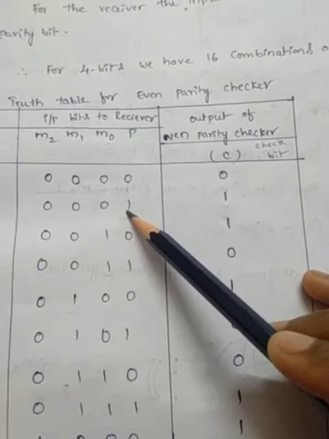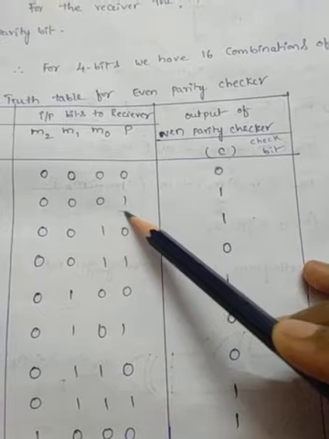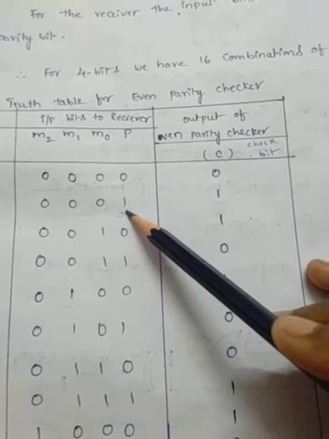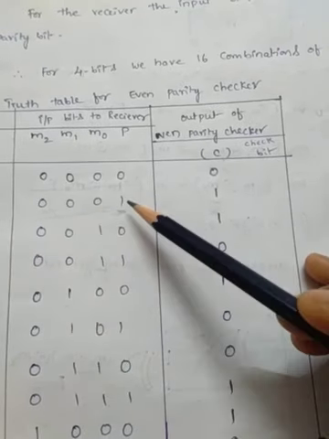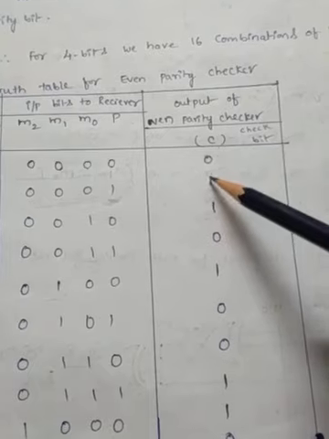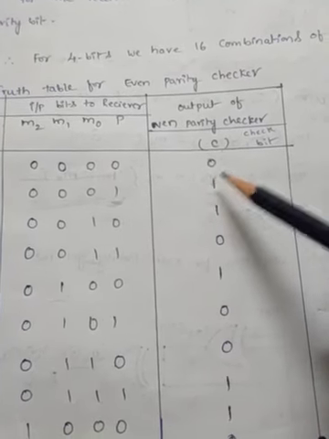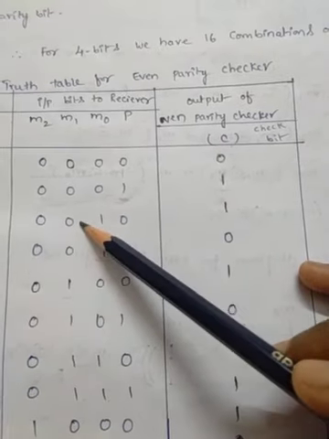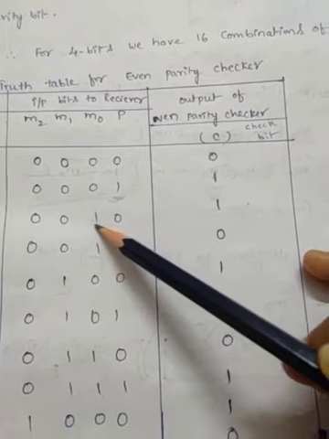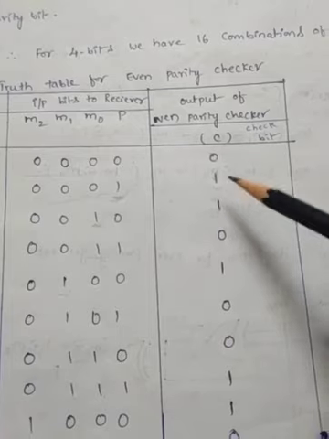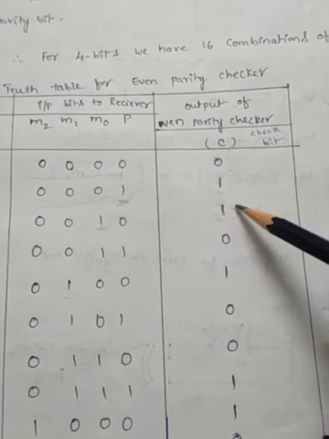So 0, 0, 0, 1. Here an odd number of ones. So the receiver receives data with an odd number of ones, but this data was encoded to have an even number of ones. So here the check bit is equal to 1. This 1 represents there is an error in the received data. 0, 0, 1, 0. Here also an odd number of ones is in the received data. So the check bit is 1. It represents there is an error.